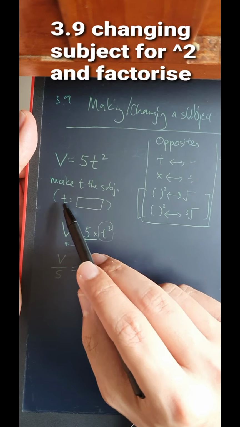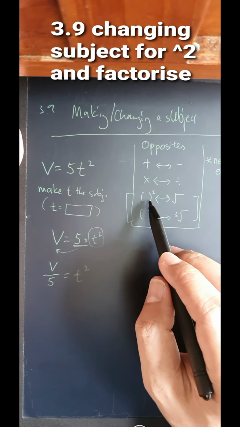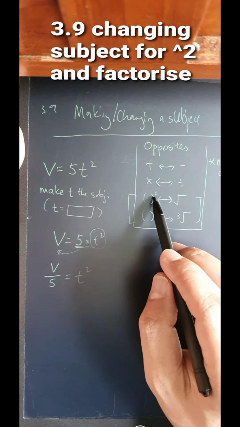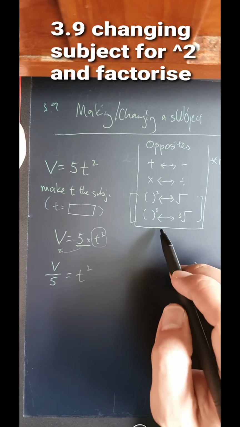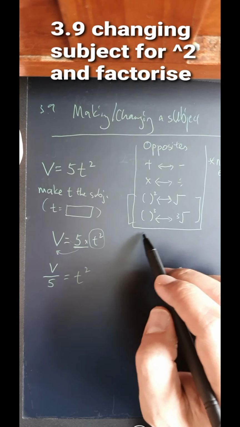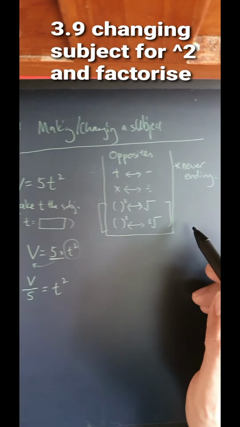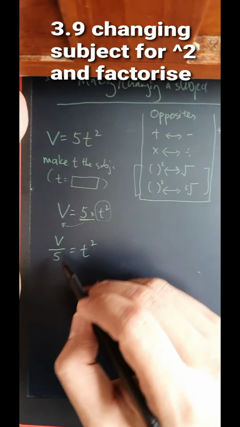So what must I do to make t? You see this guy is a power 2 here. The opposite of square is square root. Opposite of power 3, cube, is cube root. So on and so forth. It can be power 4, so then it will be root 4. Then root 5, root 6, power 5, so on and so forth. So this list actually is never ending. Just do the opposite will do.